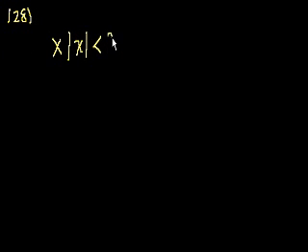Problem 128. If x is an integer, is x times, I think that says the absolute, well, it's kind of strange to look at it like that, but they're saying, is x times the absolute value of x less than 2x? And they tell us that x is an integer.